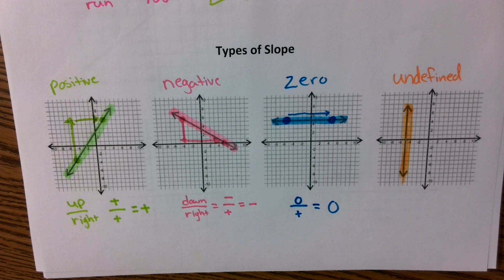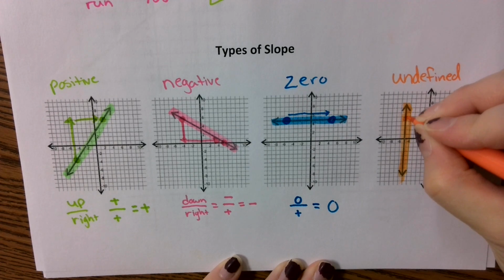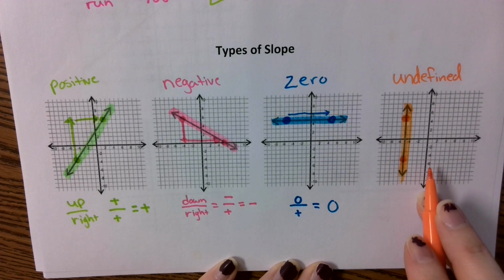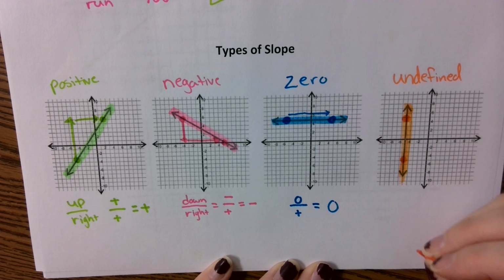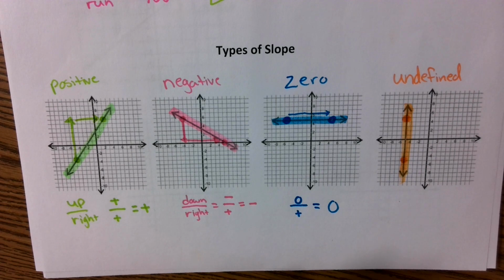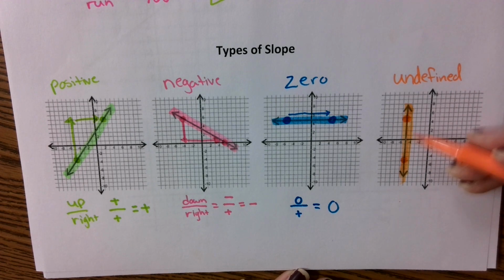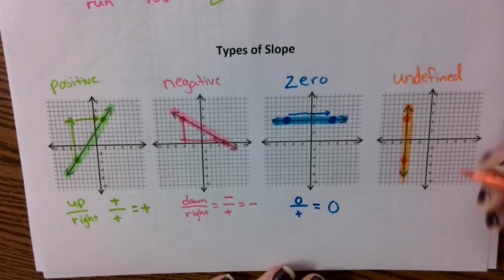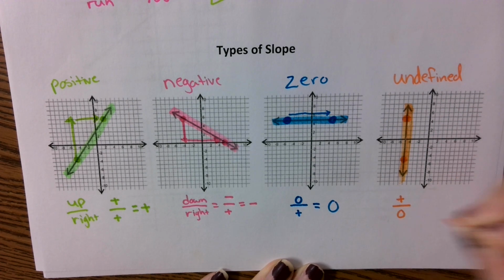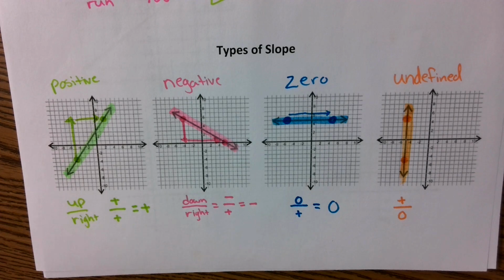Now when we get to this undefined part, it has the opposite effect. We do not have a run this time. We have a rise. We're decreasing or increasing, depending on how you want to look at it, because it doesn't matter from left to right. You could be going up, you could be going down. So we'll just say we're going up. We're increasing, but then we have 0 for our denominator. So that's going to be a little bit different.